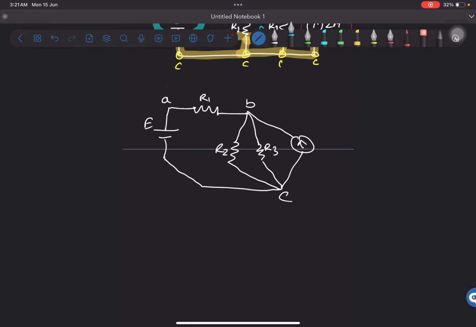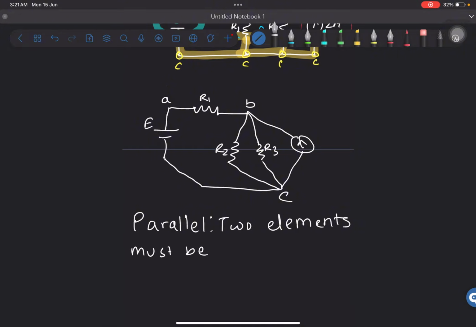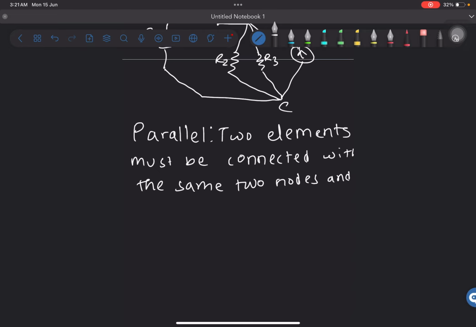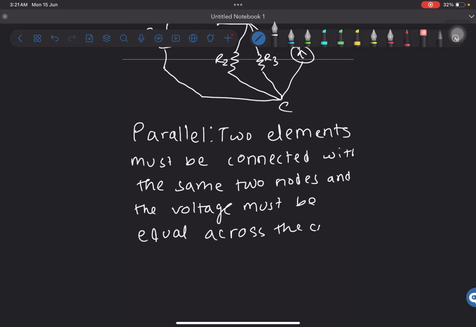Well, the definition for parallel circuit is that two elements must be connected with the same two nodes, and the voltage must be equal across the circuit. Now, let me just explain what happened here.